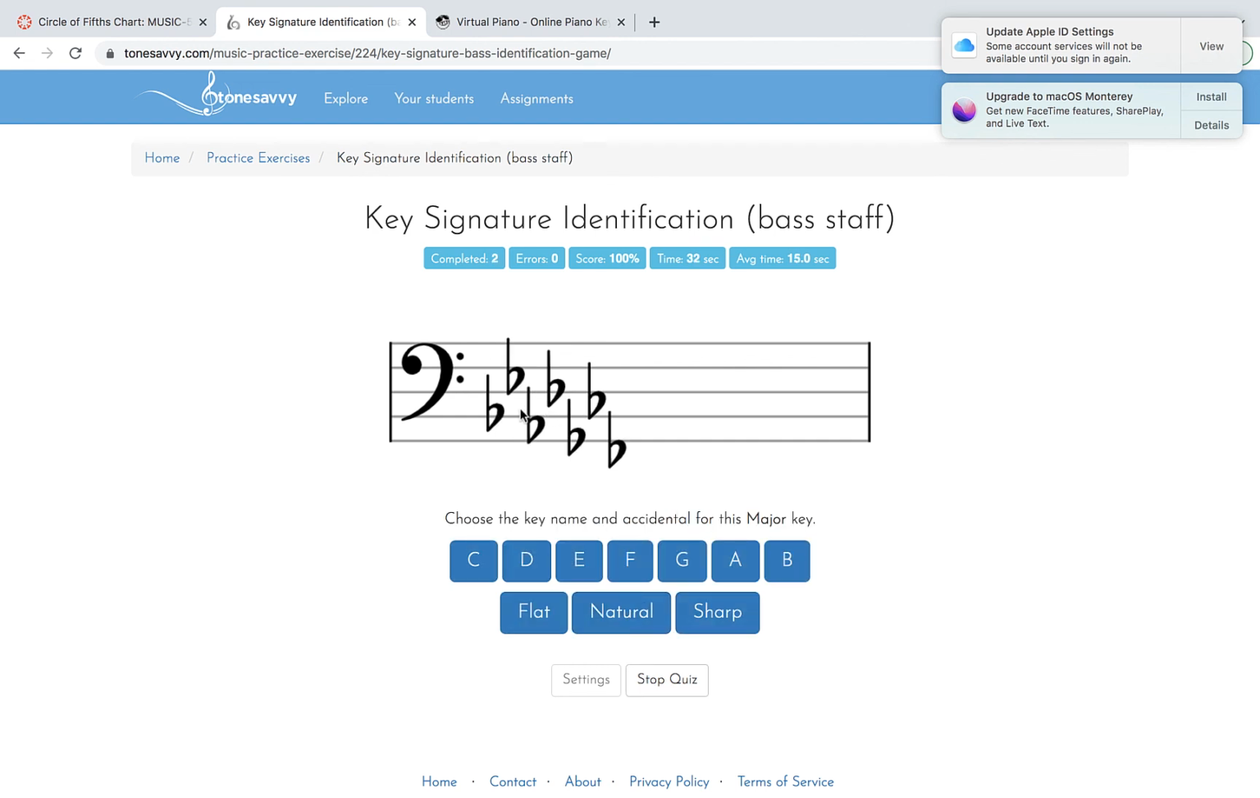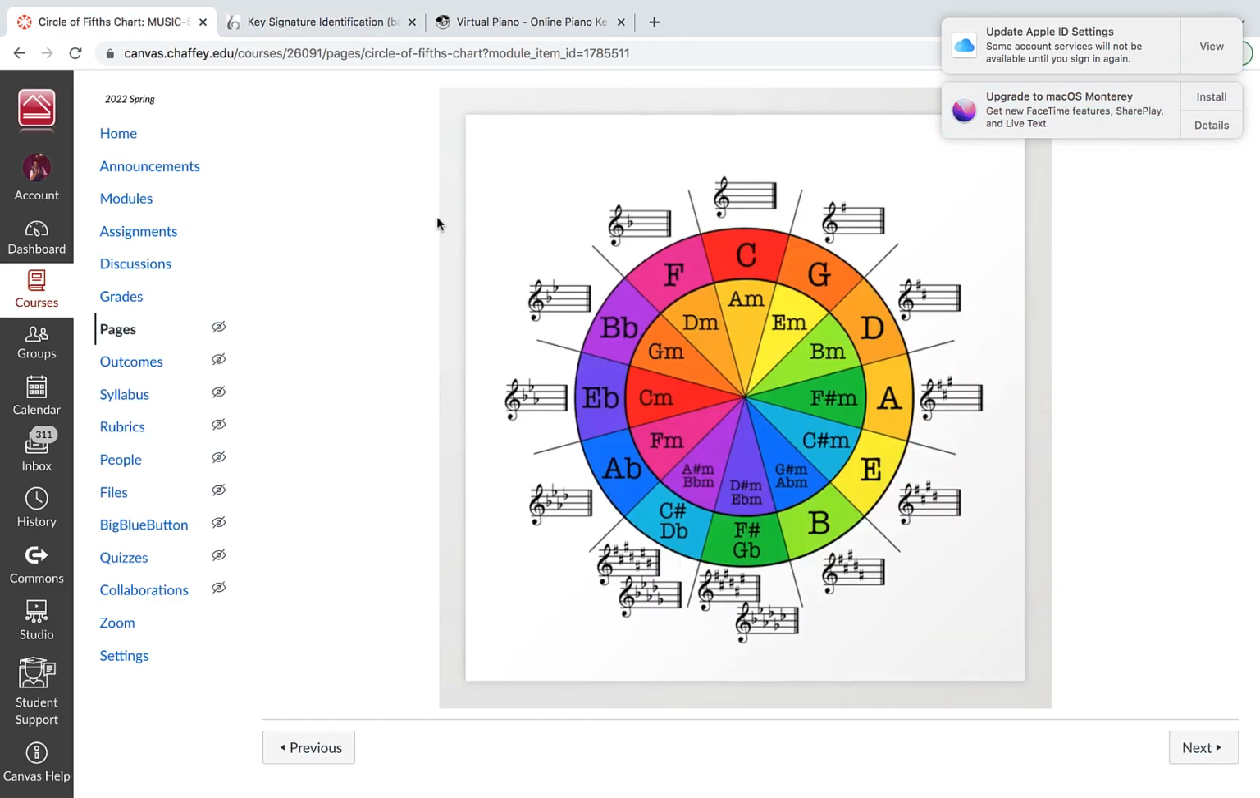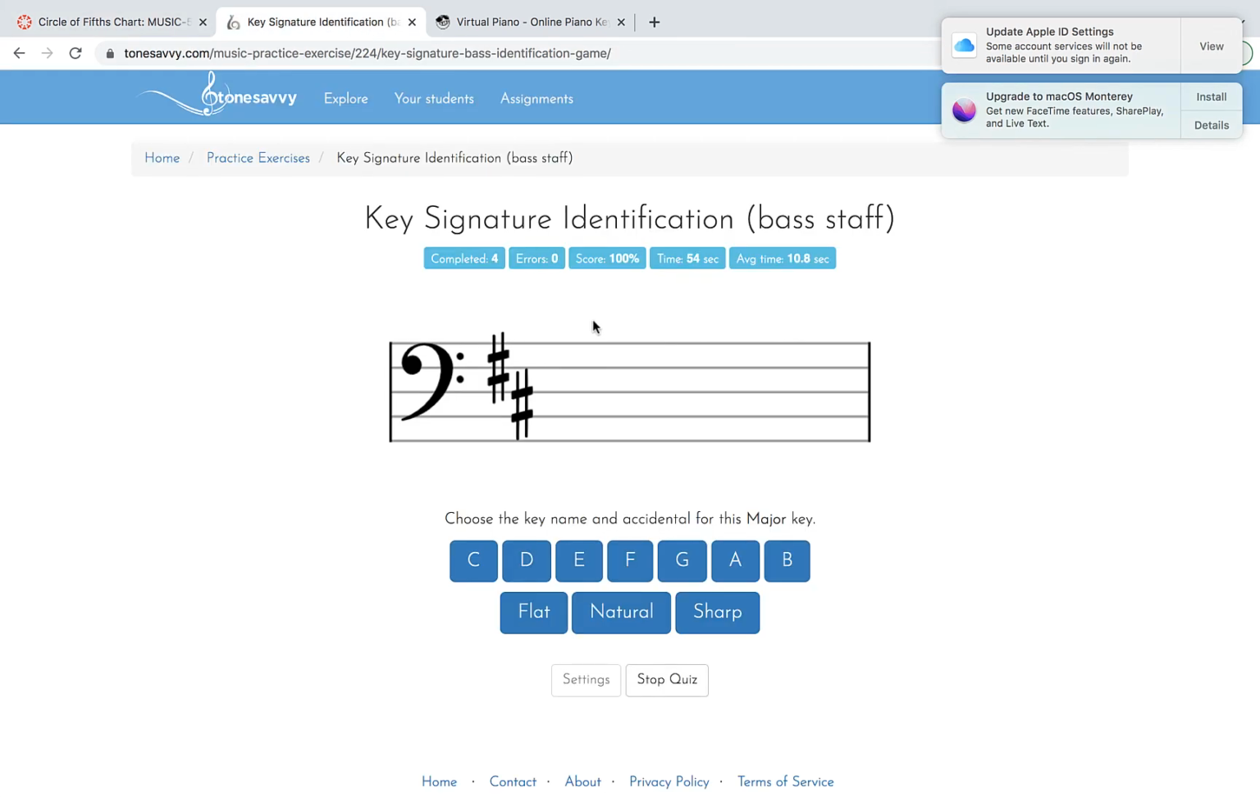Now let's do one more. 1, 2, 3, 4, 5, 6. Actually, we already know this, so let's try to find something different. No flats, no sharps. Key is C. 2 sharps. Eventually, you should be able to do these without even looking at a chart. F sharp, C sharp. And the key of D. Plain old D. And that's how your key signatures work.